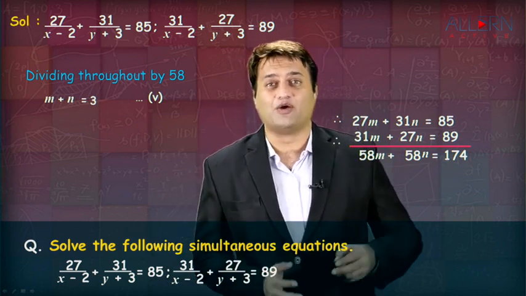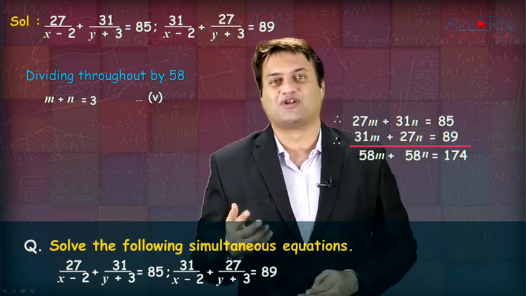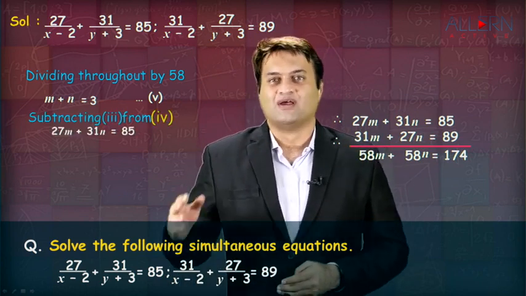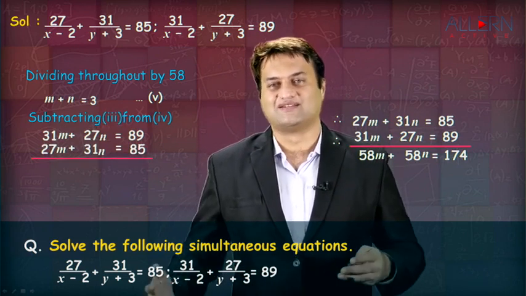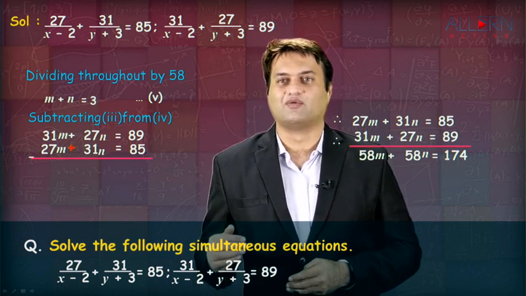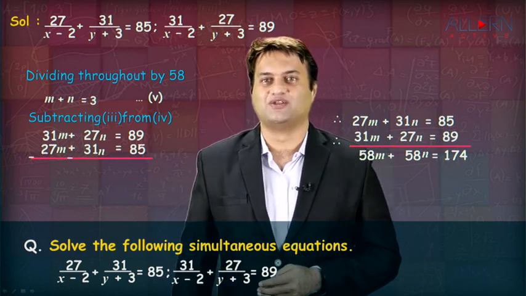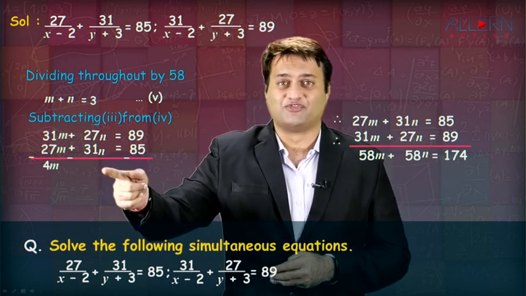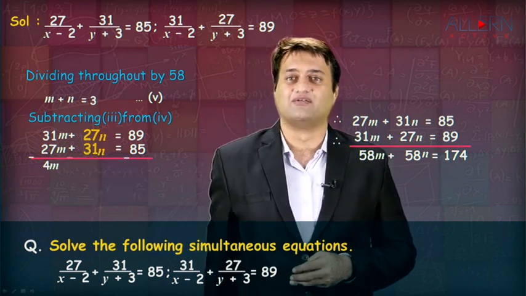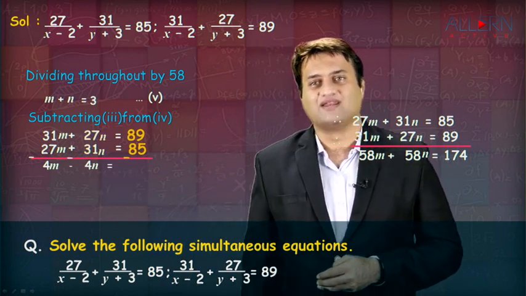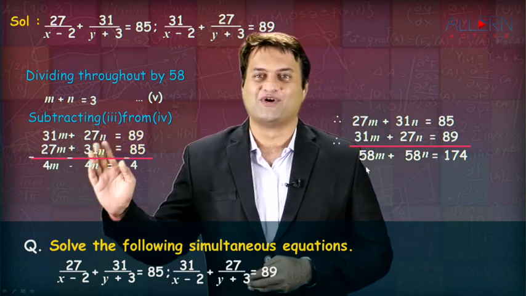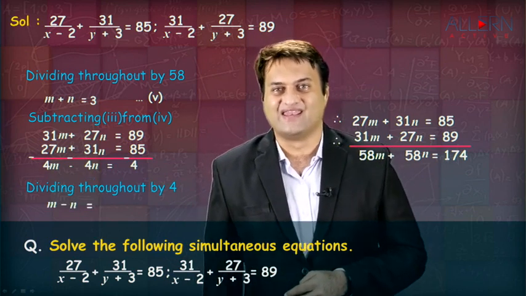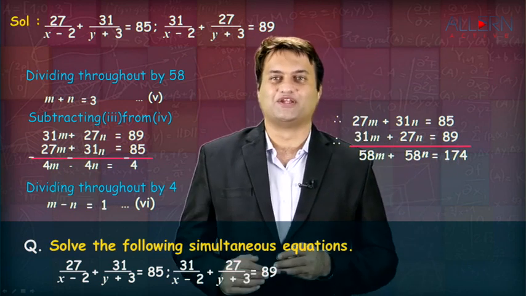Once you get your equation 5, once the addition step is done, now it's time for us to subtract the two equations. So, let us subtract equation 3 from equation 4. Write the fourth equation, write the third equation. Let's subtract. What we get, 31 minus 27, after you change the sign, you get it as 4m. 27 minus 31, after you change the sign, again because the bigger number is negative, it is minus 4n, and 89 minus 85 is 4. 4m, 4n, let's divide throughout by 4. What do we get? We get m minus n is equal to 1. Let this be equation number 6.